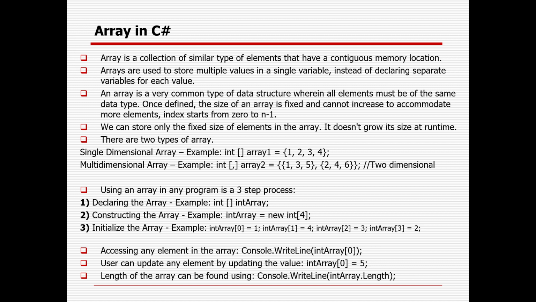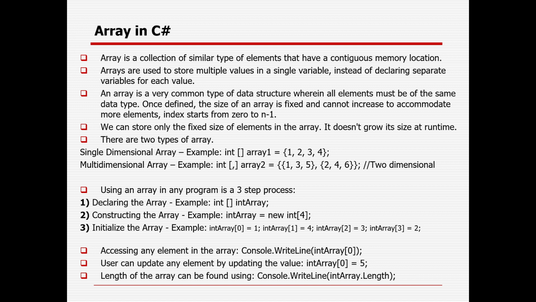In case you are declaring an integer array, you can only have integer values, but you cannot store integer, string, float, double at the same time. So we can store only a fixed size of elements in the array. It does not grow its size at runtime. In case you define the array size as 5, you cannot store 6 elements. It is not possible. It will throw the error array index out of bound.